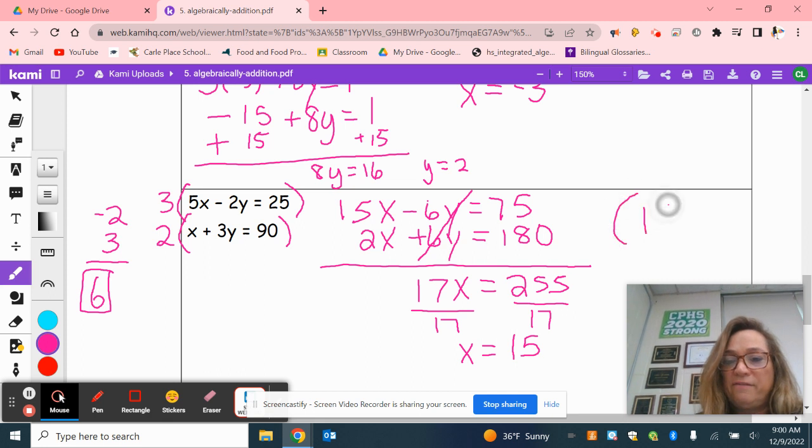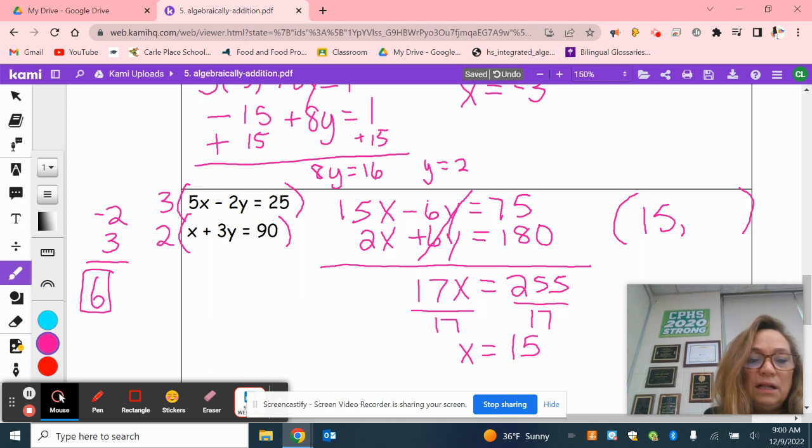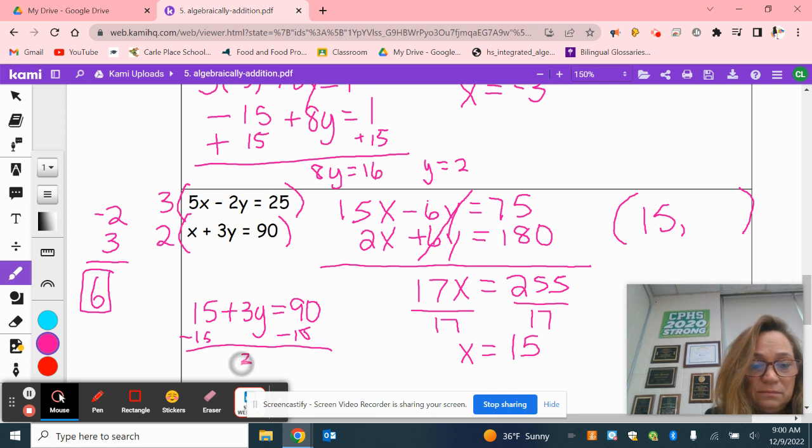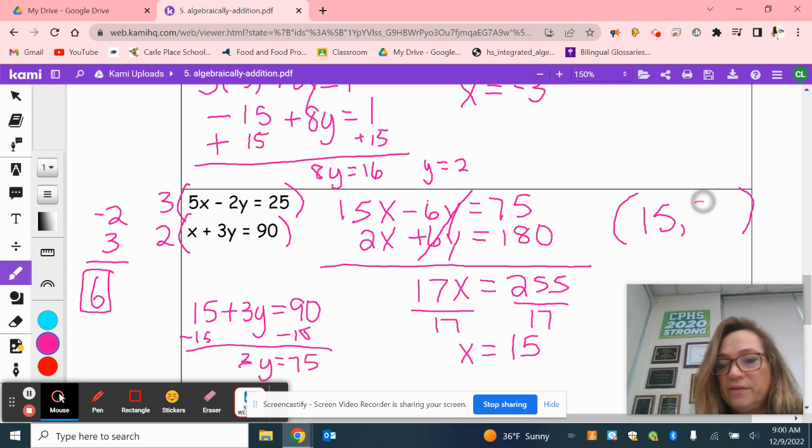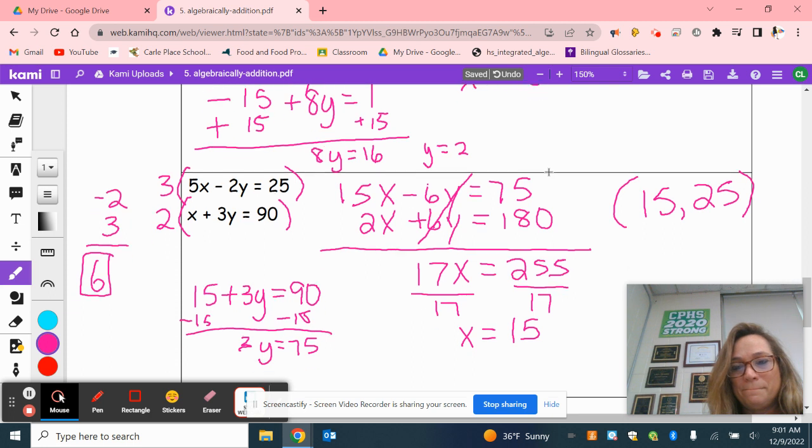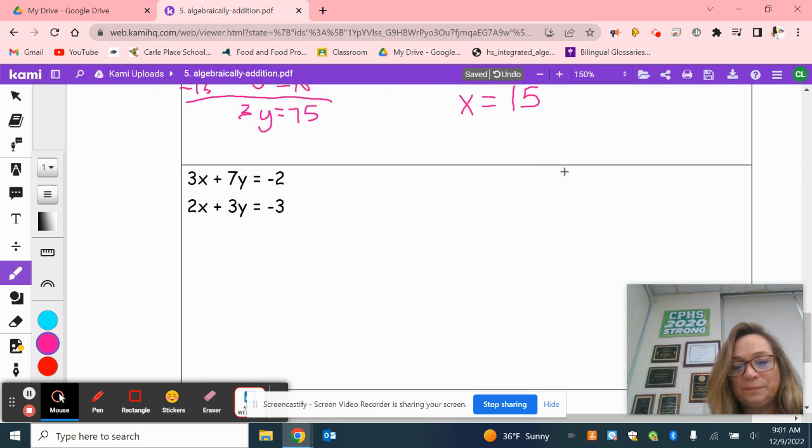Okay, so for every x, there's only one y. So 15 plus 3y equals 90. Subtract the 15. 3y equals 75. And I know that there's 3/4 and 75 cents. So I'm pretty confident about that one. All right, one more.